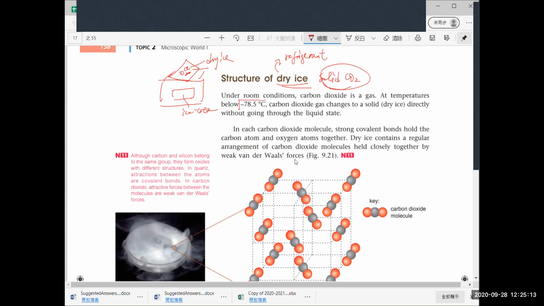So that's minus 70.5 degrees, the point where carbon dioxide changes its physical state from solid to gas. That point we call the sublimation point. Have you ever heard of the term sublimation? 升華, sublimation. It is a change of state from solid to gas directly, without passing through a liquid. So sublimation: no liquid at room temperature and pressure. It goes directly to gas.